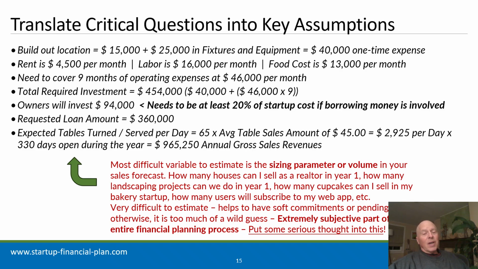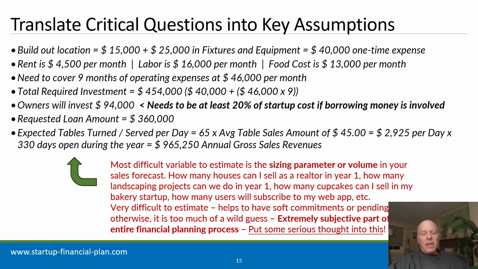And you've got to remember, if you're going to get a bank loan, you're going to have to put up 20% of the money. So you need to come up with at least $94,000 for the bank to even think about giving you a loan of $360,000. So this is what you have to think about when you prepare a financial plan. And then the real difficult, hard part is how much do you think you can sell? How many tables can I turn in the restaurant? How many cupcakes can I sell? How many therapy sessions can I do? That's the real, extremely subjective part of this whole exercise.